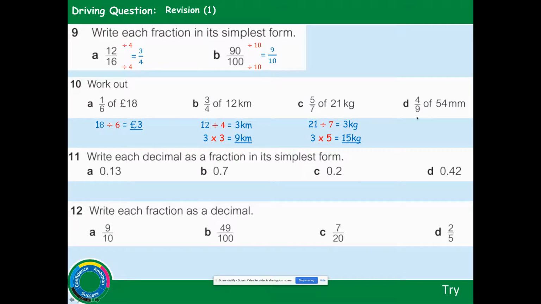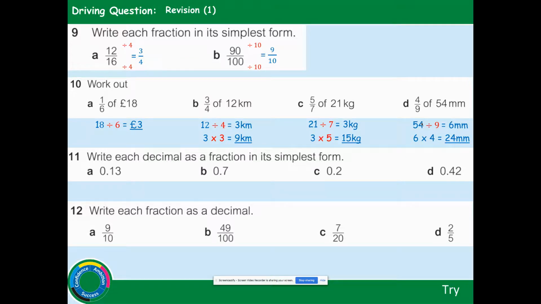Okay, 4/9 of 54. So I need to divide by 9 to find 1/9. That equals 6 millimetres. But I want 4/9, so I need to do 6 millimetres times 4. Equals 24. I forgot to make that bit red. Never mind.